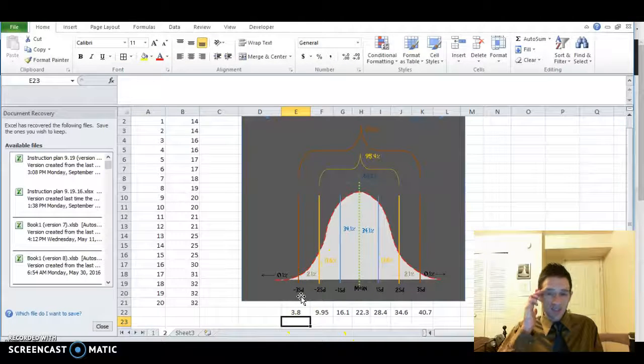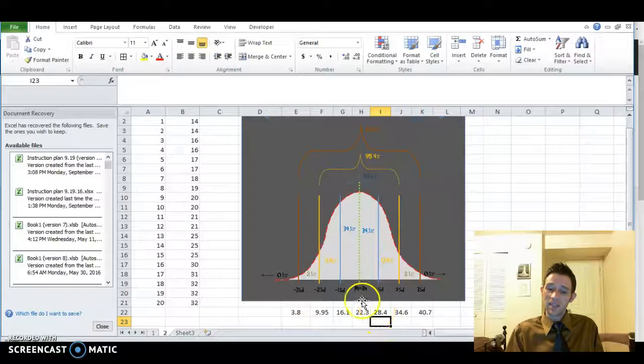And you should see that in your mind when you see these bell curves, these standard normal distributions. One standard deviation means something. It means that 34.1% of the data are between the mean and one standard deviation. But we know what those numbers are. We can convert them to raw numbers of 22.3 and 28.4.